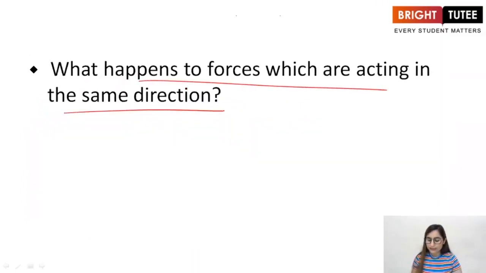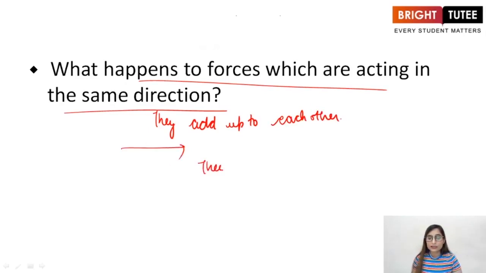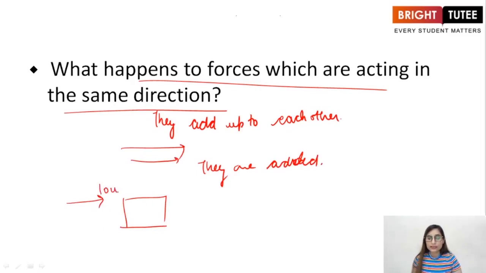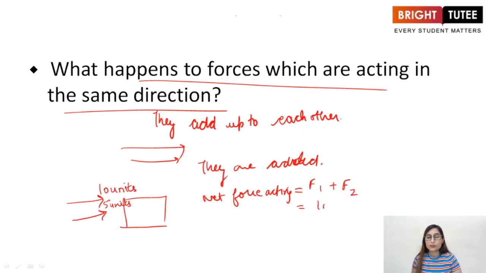What happens to forces which are acting in the same direction? They add up to each other. Whenever forces are acting in the same direction, they are added. For example, you were pushing this box in this direction. You applied a force of 10 units. And your friend also came and helped you by applying 5 units of force, right? So the net force acting will be equal to your force F1 plus your friend's force F2, that is equal to 10 plus 5 equal to 15 units, right? So the forces acting in the same direction are added to each other, right?